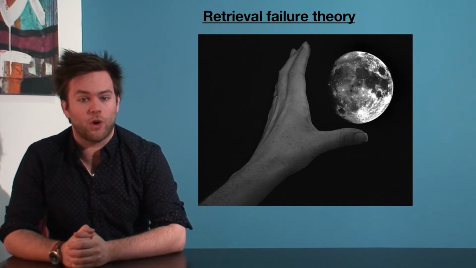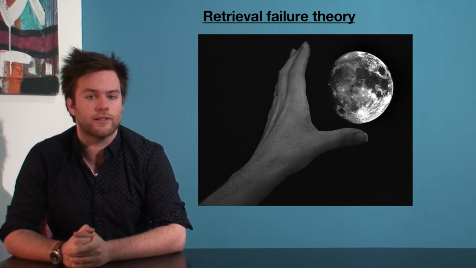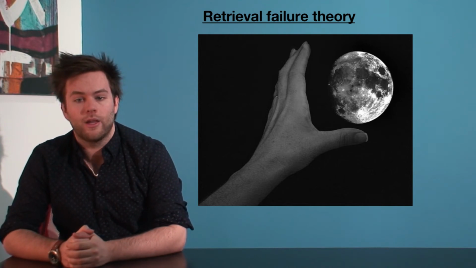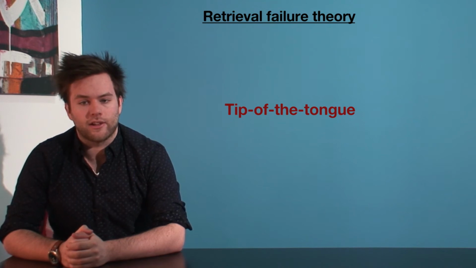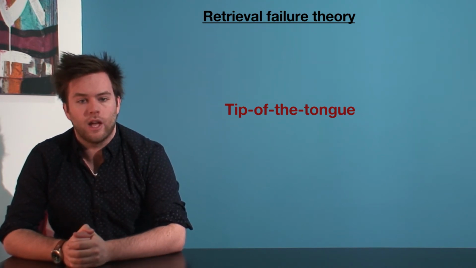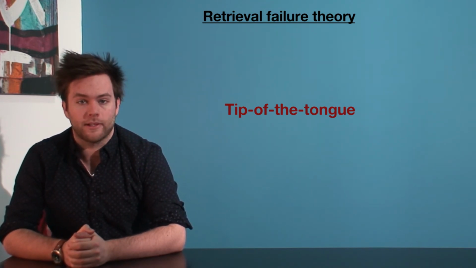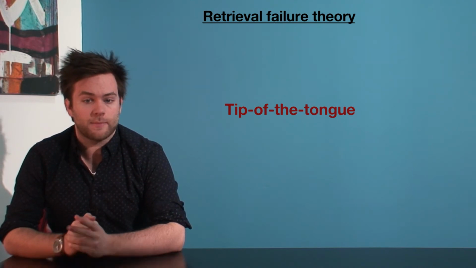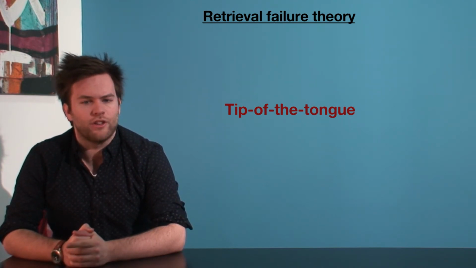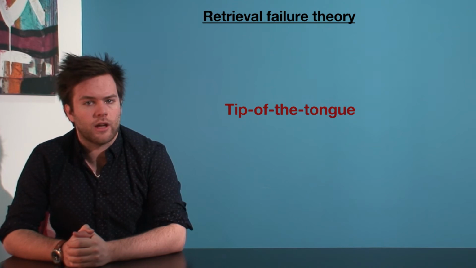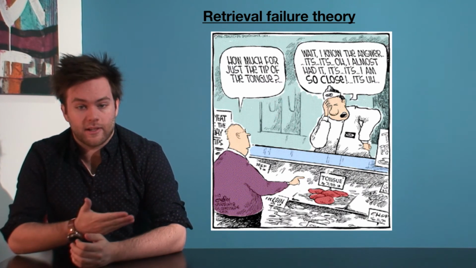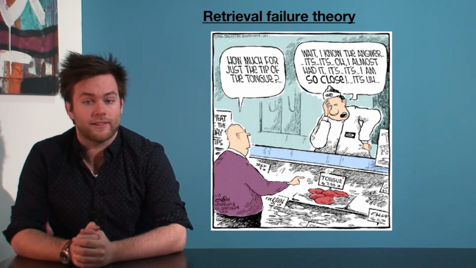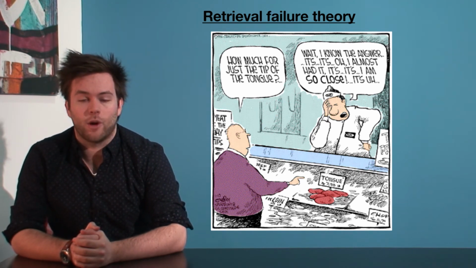Perhaps the most common form of the retrieval failure theory is the tip of the tongue phenomenon. You have most likely experienced this for yourself. It refers to the sensation where you know that you know something, but you just can't quite remember it at the time. What's Jill's husband's name? Somebody might ask you, and you know that you know the answer, but you just can't think of it. That is the tip of the tongue phenomenon. This cartoon, which I personally think is hilarious, exemplifies the phenomenon nicely.